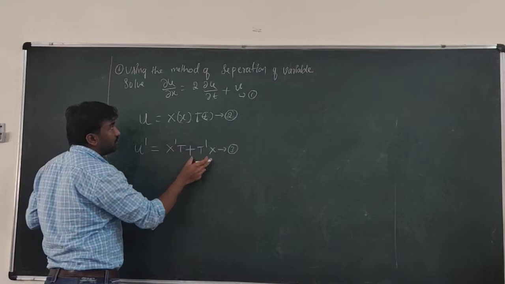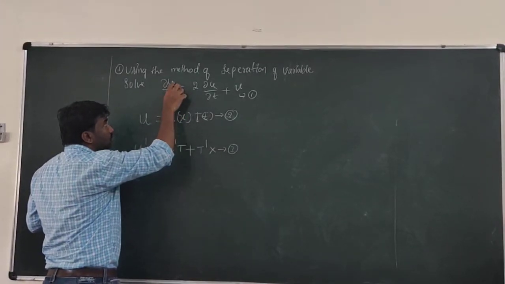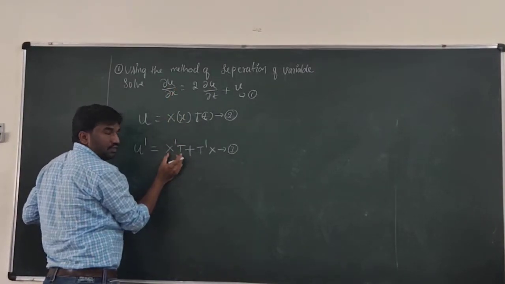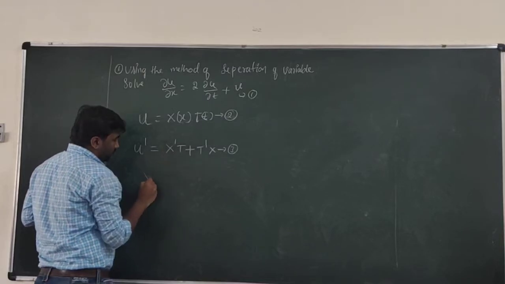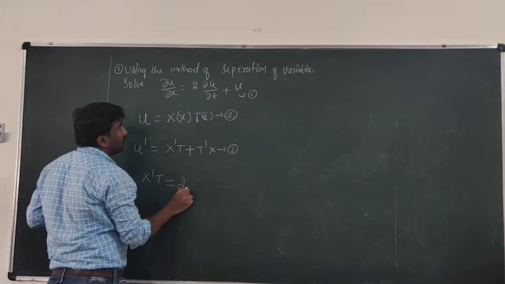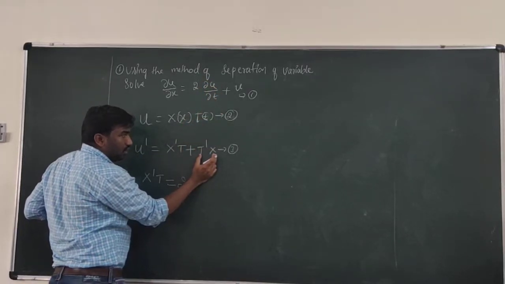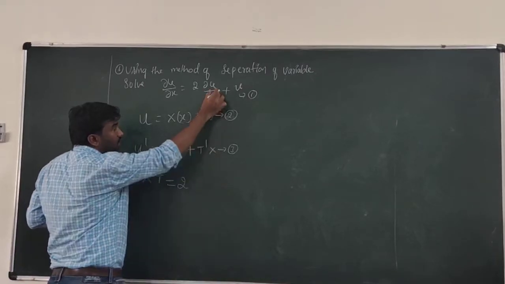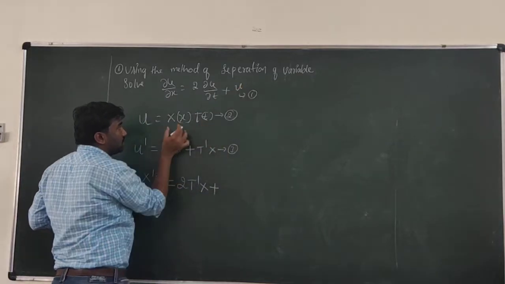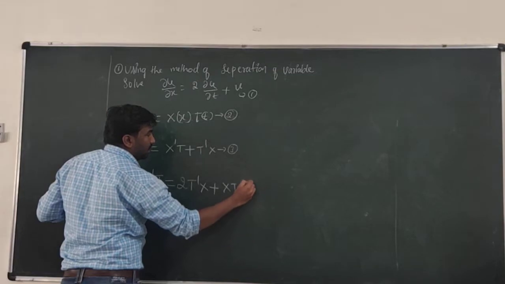Now put equation number 3 in equation number 1. Here ∂u/∂x, so this u is a function of x. Put this value, so X' T is equal to 2 times, here this u is a function of t, so now substituting here, that is T' X plus u, which is nothing but X into T. Take this as equation number 4.